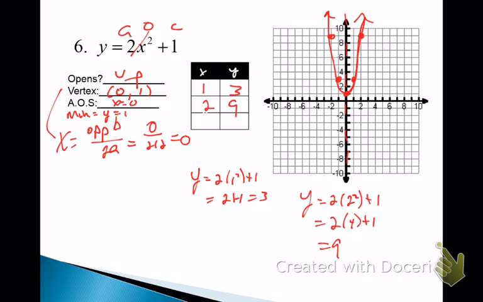I didn't worry so much about what I chose for my x's to get my 2 points, because the a was a whole number, not a fraction. So I didn't have to worry so much about what I chose. So that's what I got. (1, 3) and (2, 9) are points on the graph. Mirror image, draw your U, and we're done.